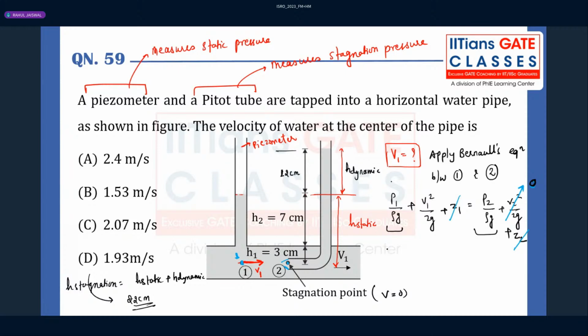Now V1 square by 2g. P2 by rho g I am calling H stagnation, and this I am calling H static. So when you calculate V1, that is under root of 2g H dynamic, because stagnation minus static will give you H dynamic, right?